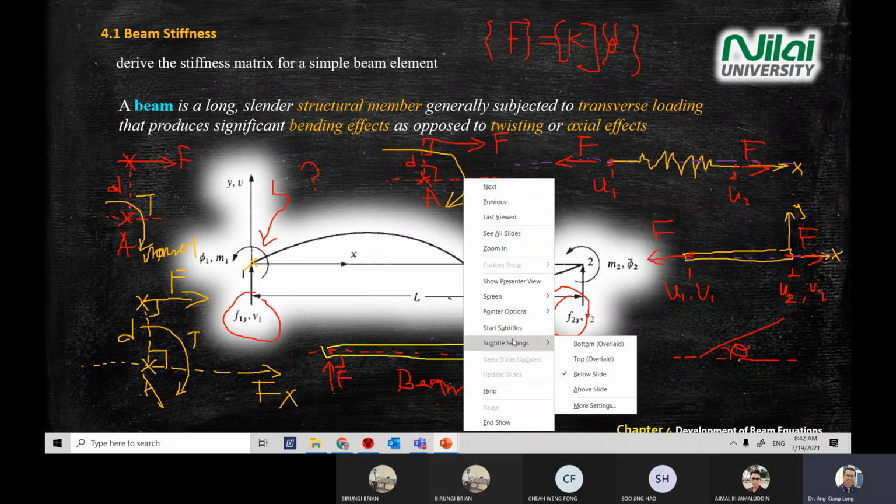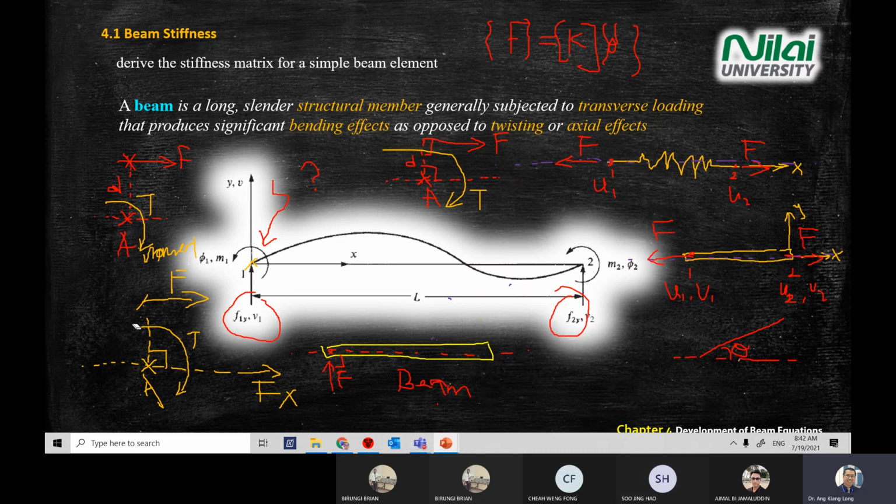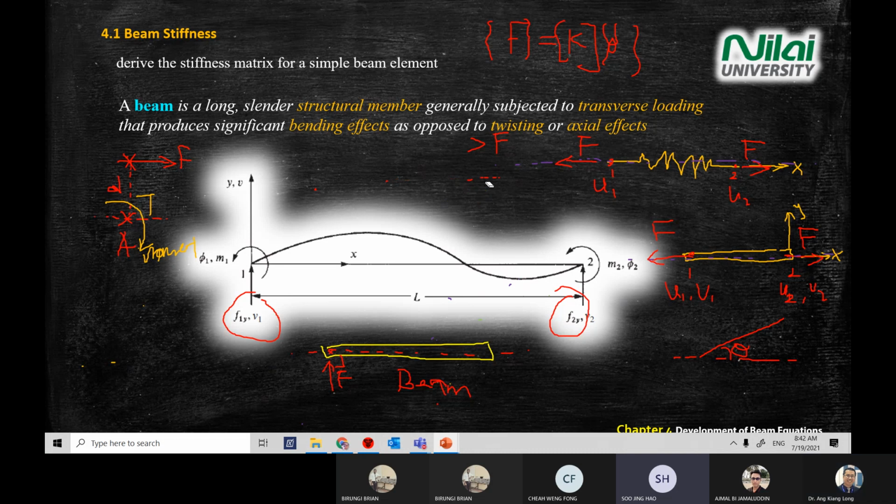So, can you explain what is the differences between spring, bar, and beam? What do you understand from all our discussions so far? What do you understand about bar and beam, or how do you know that you are looking at a beam problem or you are doing a beam analysis? For beam, the force is only acting on the body, on the X plane.